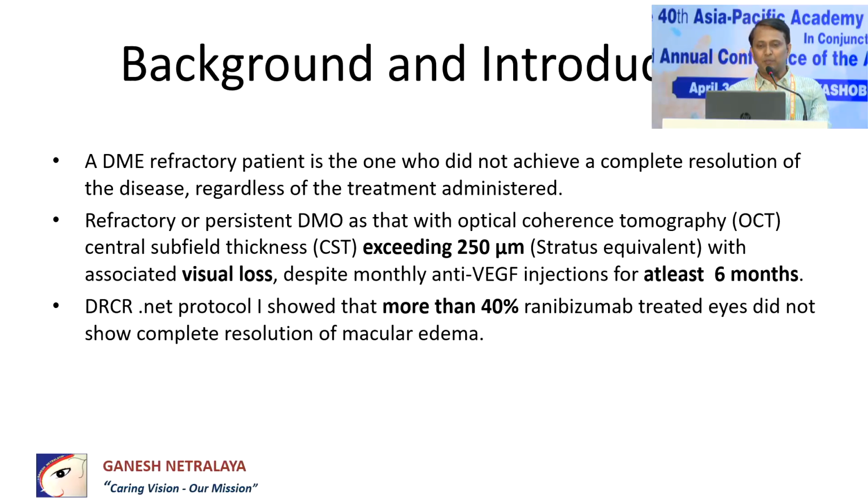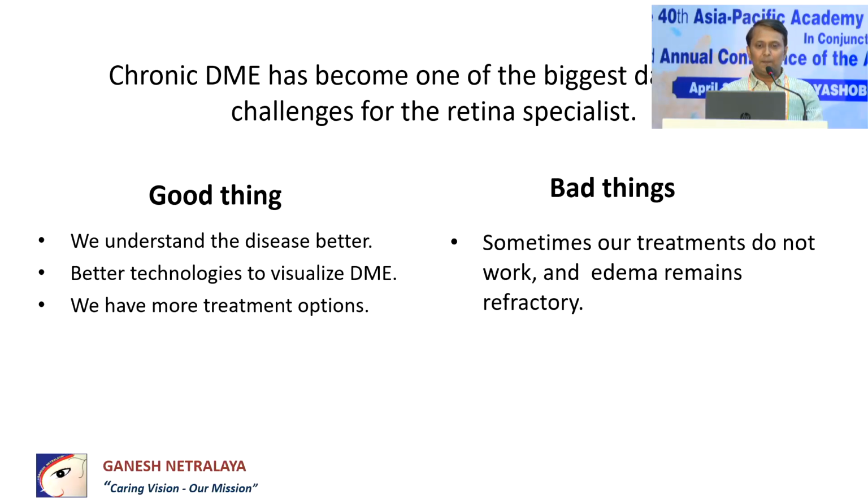As per the definition, a DME refractory patient is one who did not achieve complete resolution of the disease regardless of the treatment administered. Based on the OCT, even after 6 months of continuous treatment, if your central foveal thickness is more than 250 microns associated with visual loss, this is considered refractory or persistent diabetic macular edema. As per the DRCR.NET protocol, more than 40% of the patients treated with ranibizumab did not achieve complete resolution of macular edema.